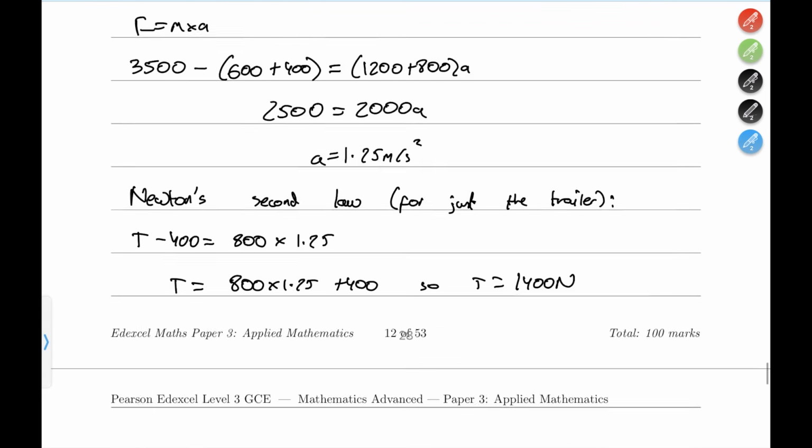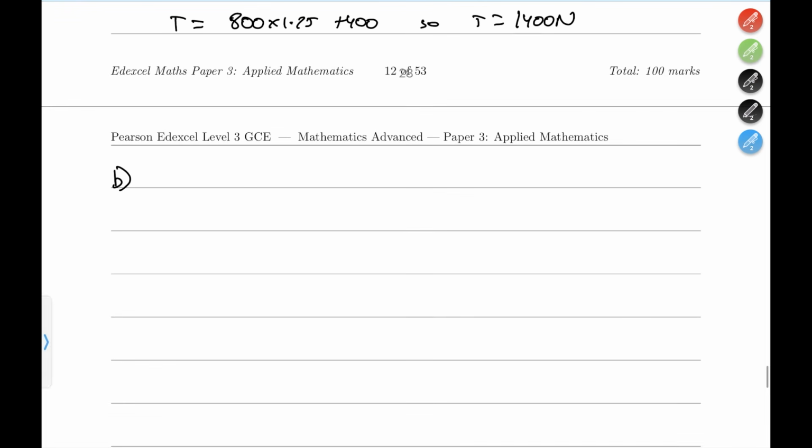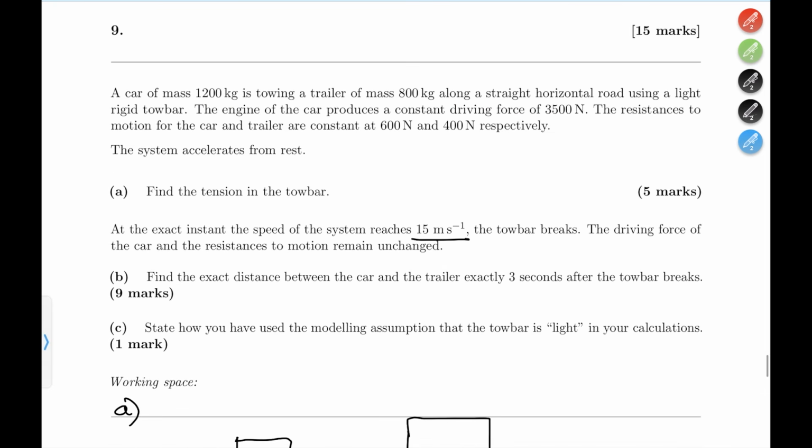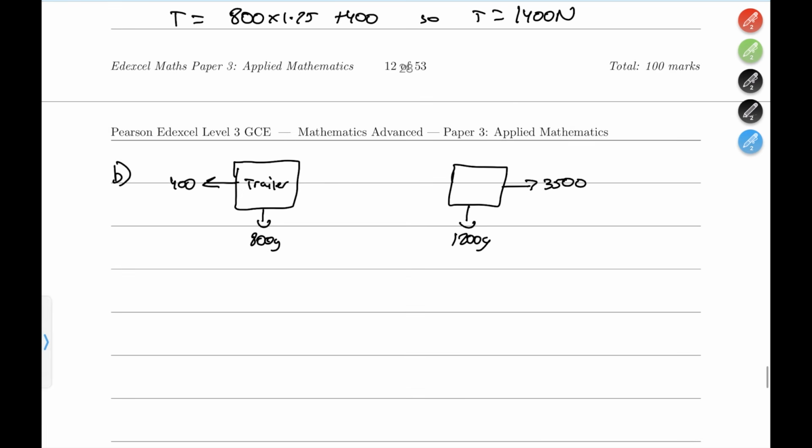So now let's see if we can isolate. So we're going to draw these separately now. So we have now got, this is the trailer. We know it has a mass of 800 and it's got a resistance of 400. However, now there's no driving force for the trailer. And if we draw the car here, it has a constant driving force of 3,500. It has a mass of 1,200g. And it has a resistance of 600. So let me just make sure I've got everything right there. Yep, 1,200g. And it's got resistance of 600. So that is the car.